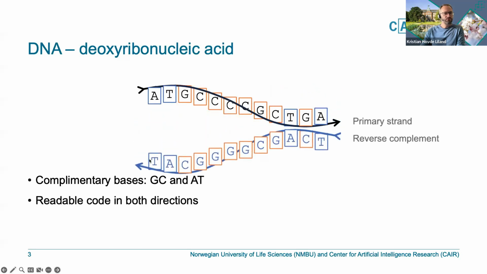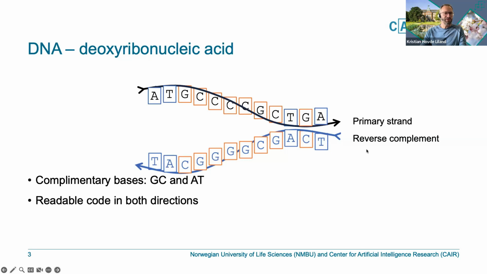There is also readable code in both directions. So if you start looking at this from the left-hand side with the black arrow here, you can see the ATGCC and so on. That's a primary strand, and that gives you one set of possible genes. And you also have the blue strand going from the right-hand side, which is the reverse complement, which could also be relevant genes, coding genes that give proteins when they are decoded.